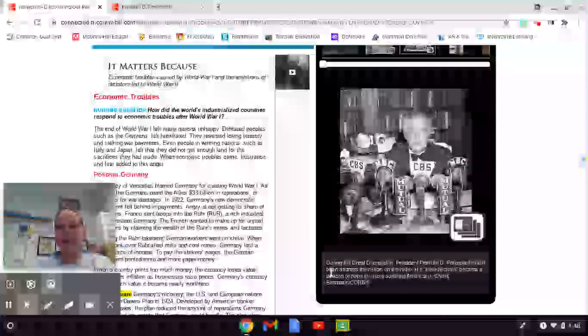One more little snippet here. It says, during the Great Depression, President Franklin D. Roosevelt would often address the nation on the radio. His fireside chats became the beacon of hope for many suffering Americans.